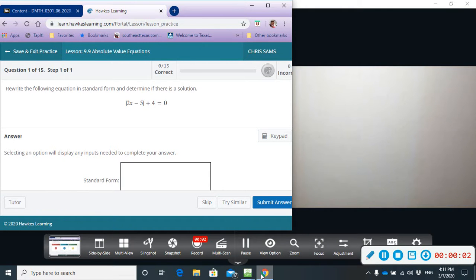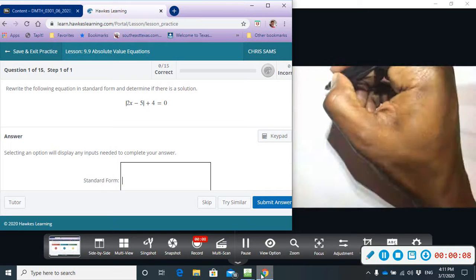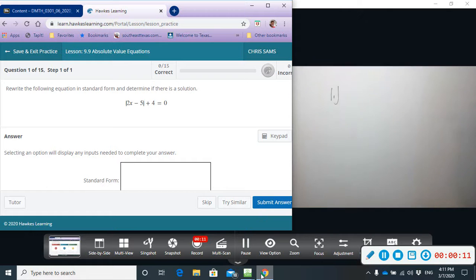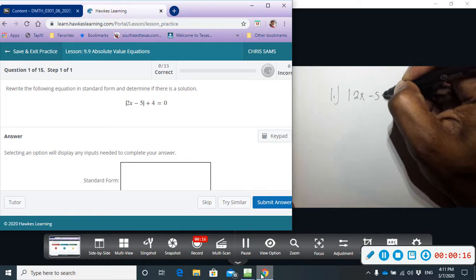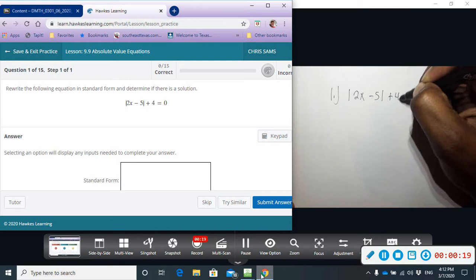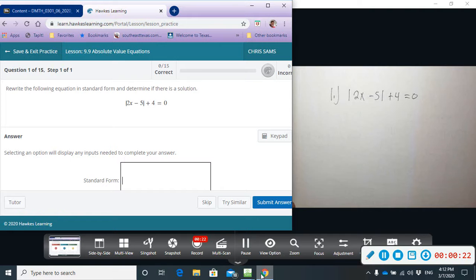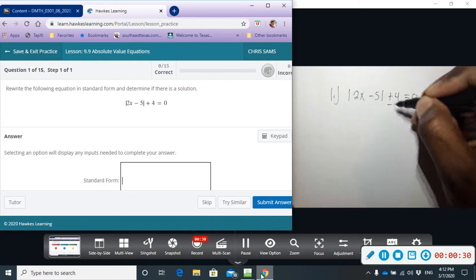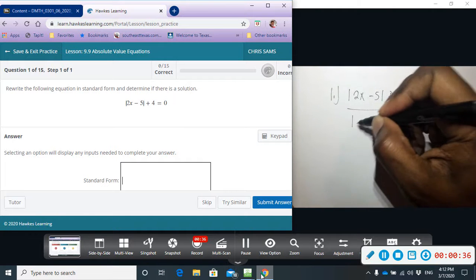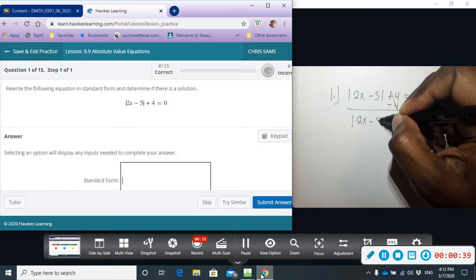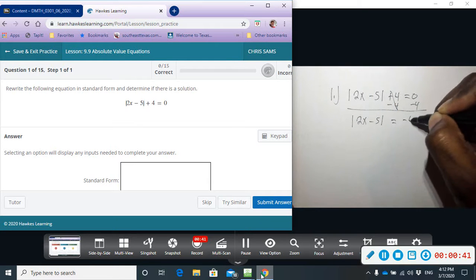Alright, so this is section 9.9, absolute value. I'm going to do a few examples for you here. So number one, the first one that we have, we're given the absolute value of 2x minus 5 plus 4 is equal to 0. Okay, so this one is not in standard form because of this plus 4. So we have to move it to the other side by subtracting 4 from both sides. Once you do that, we have the absolute value of 2x minus 5 is equal to negative 4.